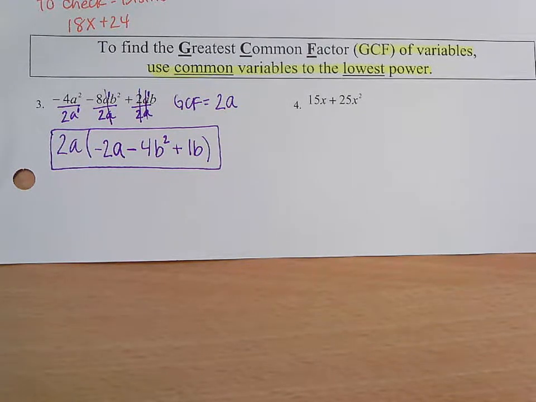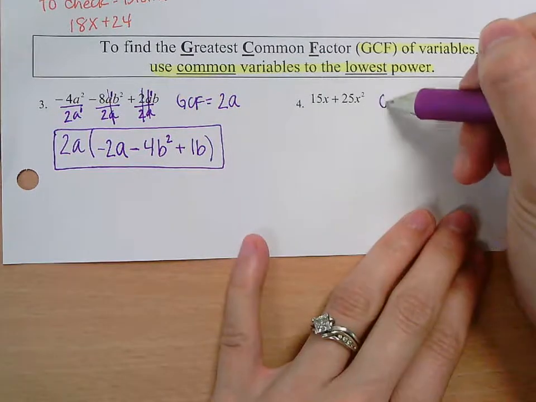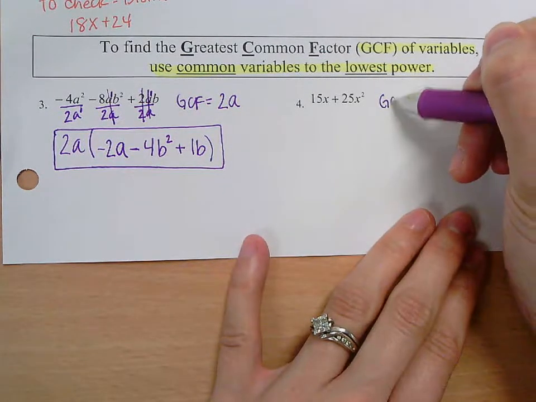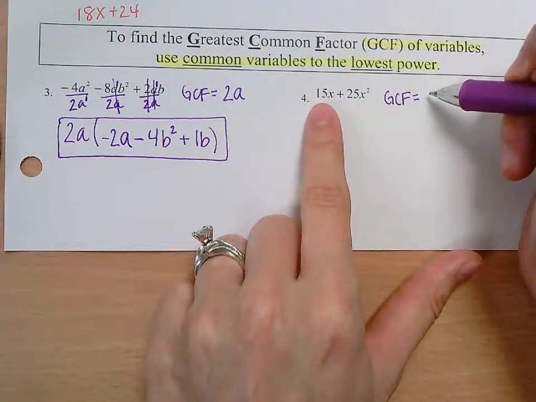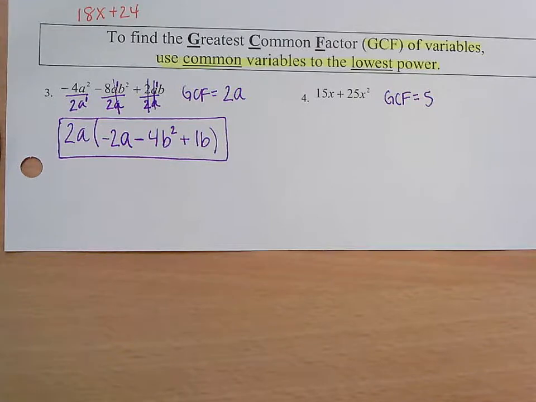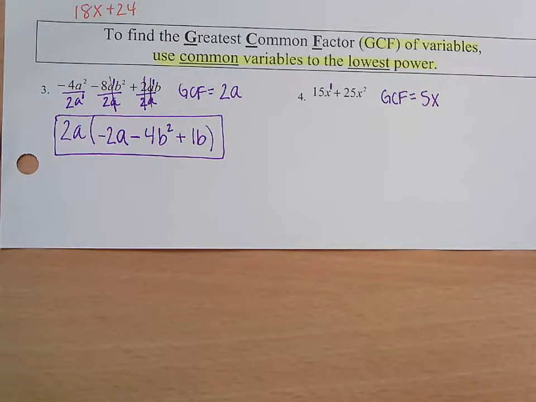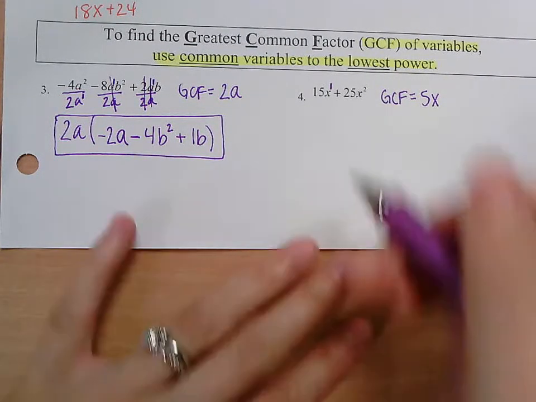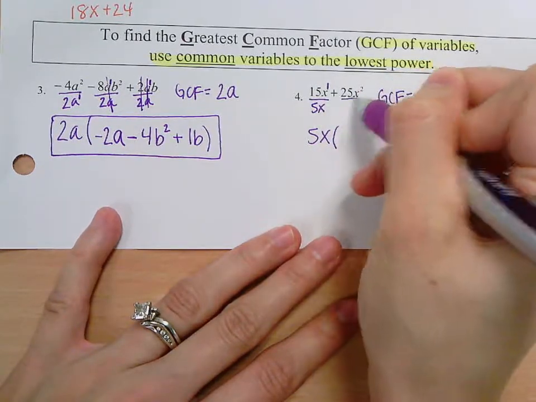Okay, we'll just look at 4 together, and then we'll look at 5, and you'll have work time. So for 4, how many terms do we have? 2. 15x and 25x squared. Okay, so 5 goes into both. Variable, I would also have an x. An x to the first power is the lowest. So 5x goes in front. Divide these both by 5x.